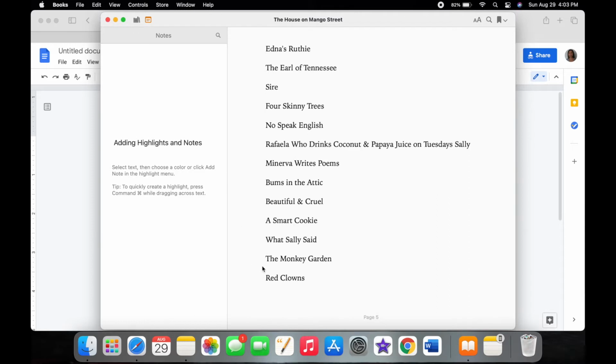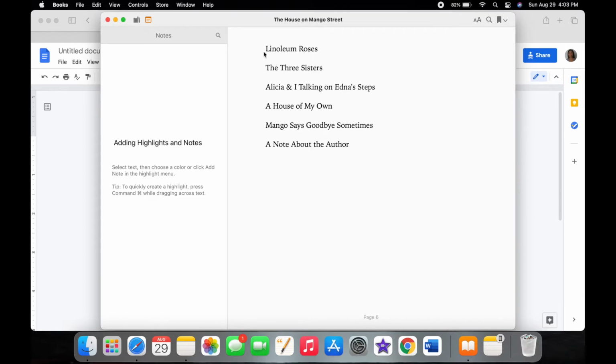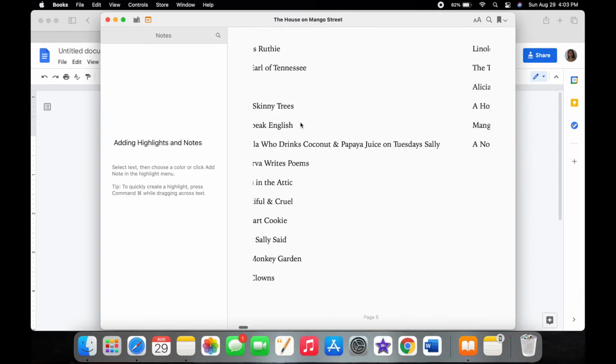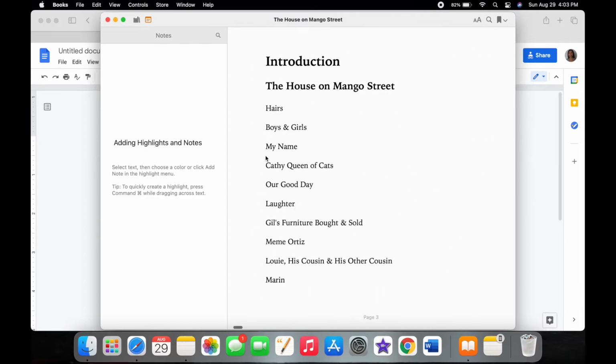So these are things like an inside joke for the book, or maybe an inside scoop, if you will. If you read the book, then you'll find out what that means. Linoleum Roses, The Three Sisters, Alicia and I Talking on Edna's Steps, A House of My Own, Mango Says Goodbye Sometimes, and then a note about the author. So that's giving us a tiny bit of context. Obviously, some of these things we might not understand until we actually get into the book.